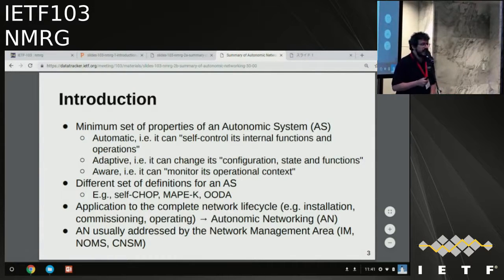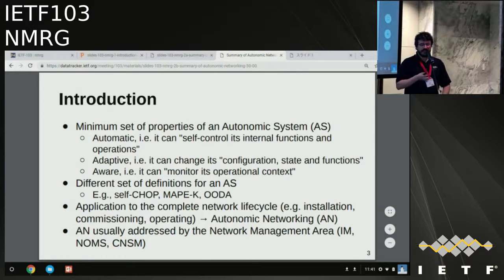There are different sets of definitions for autonomic system. For example, yesterday at the ANIMA working group meeting, people were talking about the self-star properties, which is, I believe, the best known one. But there are others like MAPE-K, OODA, and others.